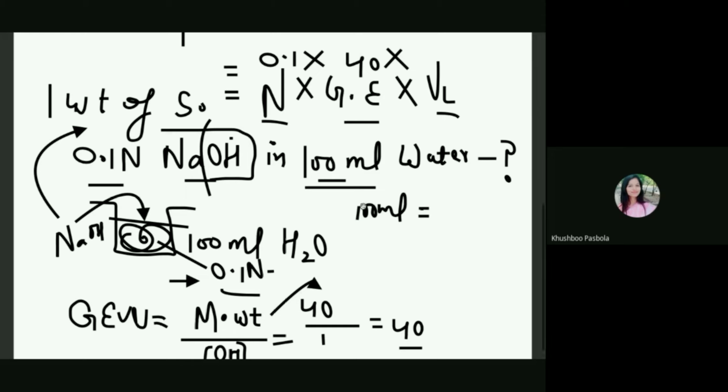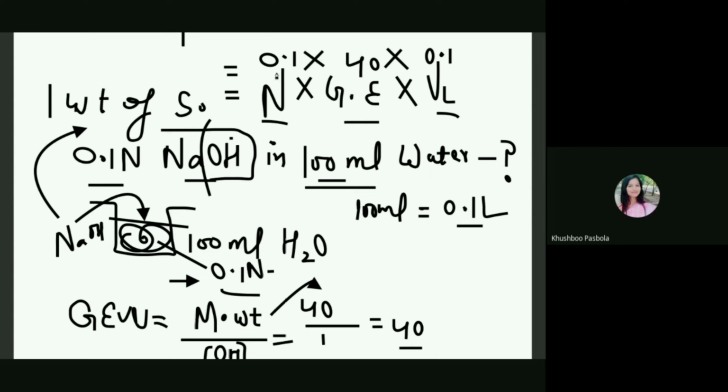If you know, that is good. So 100 ml is equal to 0.1 liter. Okay, so this 0.1 liter I am going to write over here. So 0.1 into 40 into 0.1.